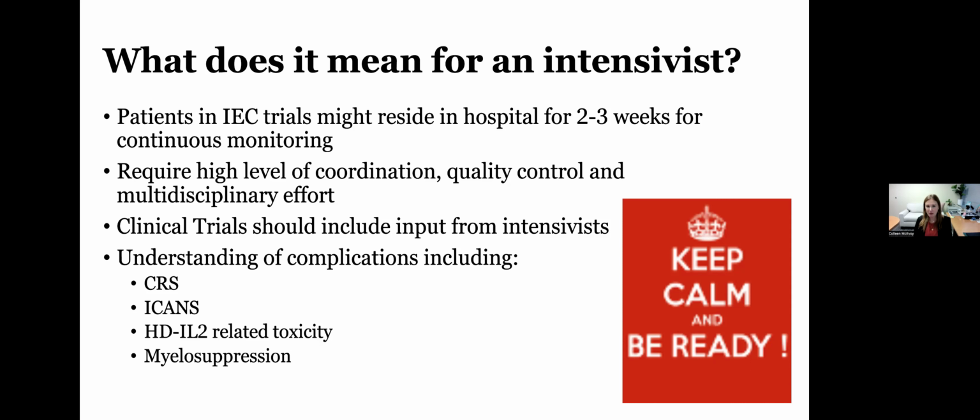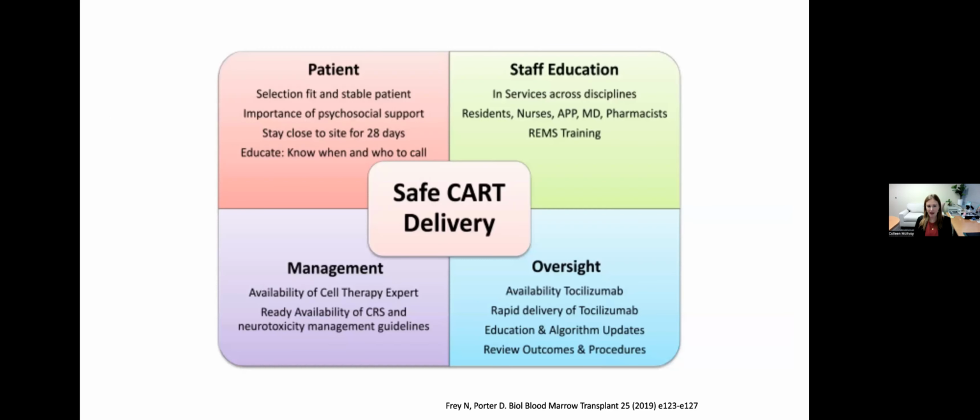So that, I think, is one of the big things. So we need to keep calm and be ready overall. Things to think about, this is just how to deliver CAR T safely, is making sure that you have a fit and stable patient, that there's psychosocial support. These patients are in the hospital for a long time. Again, they've already been deconditioned related to their prior therapies. Knowing who to call, staff education for our nurses, for our provider team, and then how to manage this, and then what is the oversight for making sure that we have the appropriate therapies and guidelines to treat these patients.